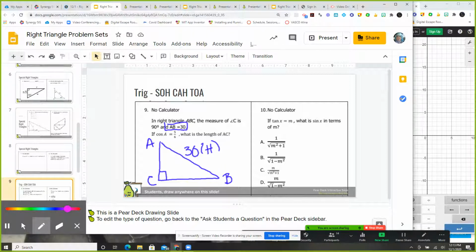So what does the 5 represent? The O, the A, or the H? The A. So if I'm going from angle A, this is going to be 5, right? And then the H is going to be 6.